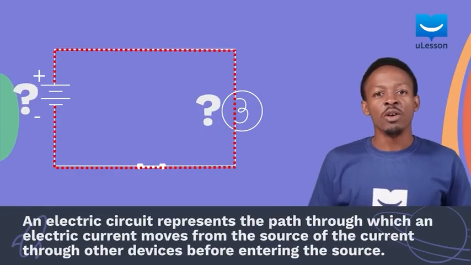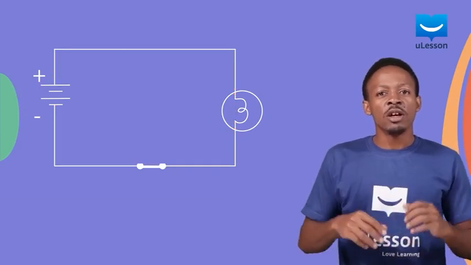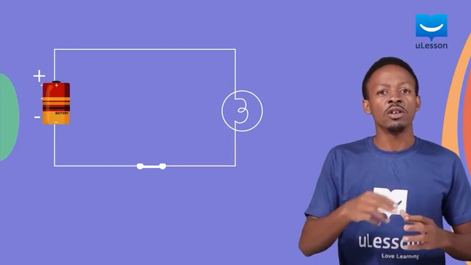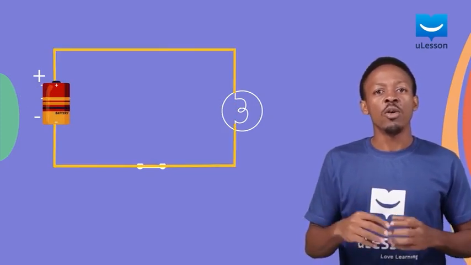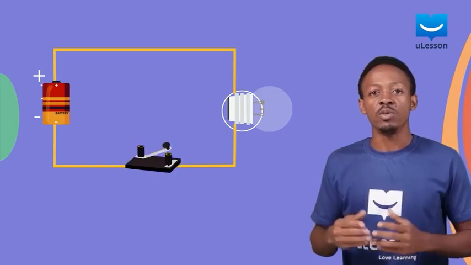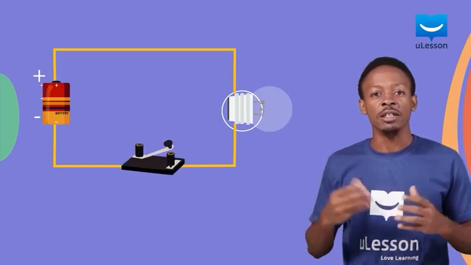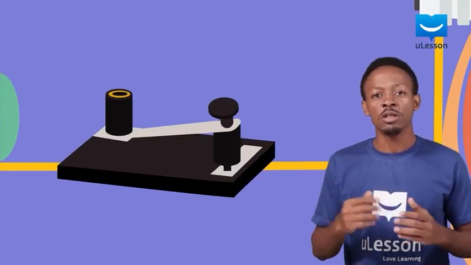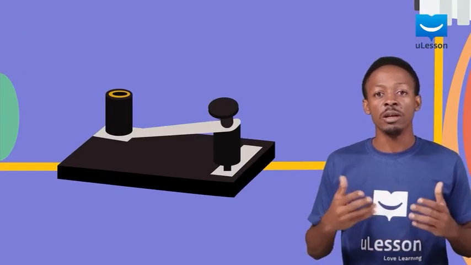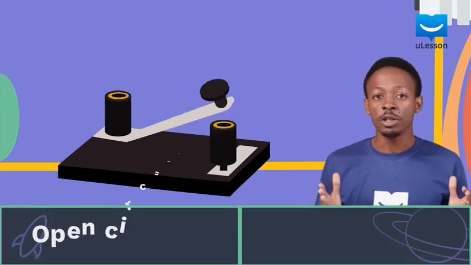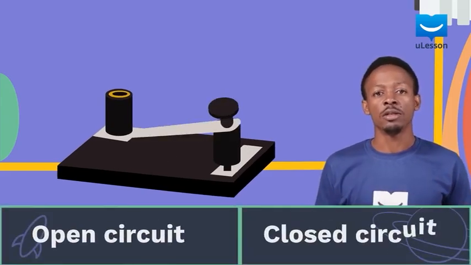To illustrate, we will use a simple circuit consisting of a source, for example, a battery, connected using a conductor like a wire, going to a load such as a bulb, and finally, a switch, which is also known as the key. The key serves to open or close the circuit. This obviously implies that there are two types of electric circuit: the open circuit and the closed circuit.